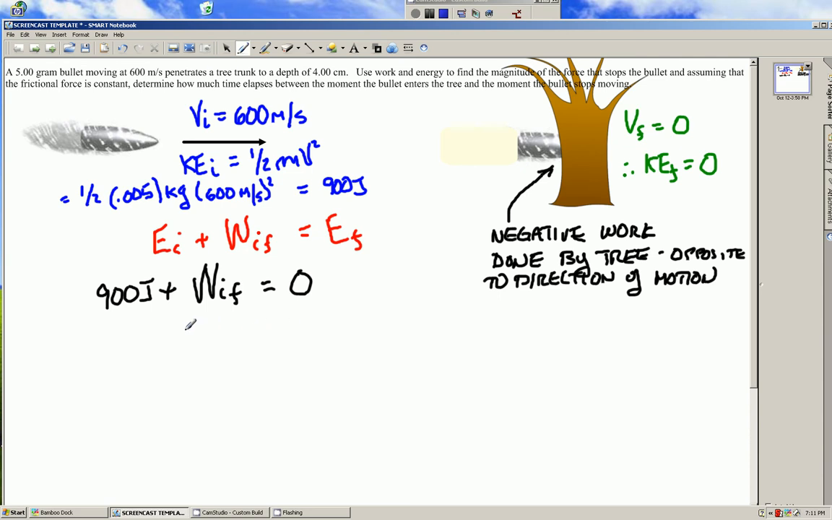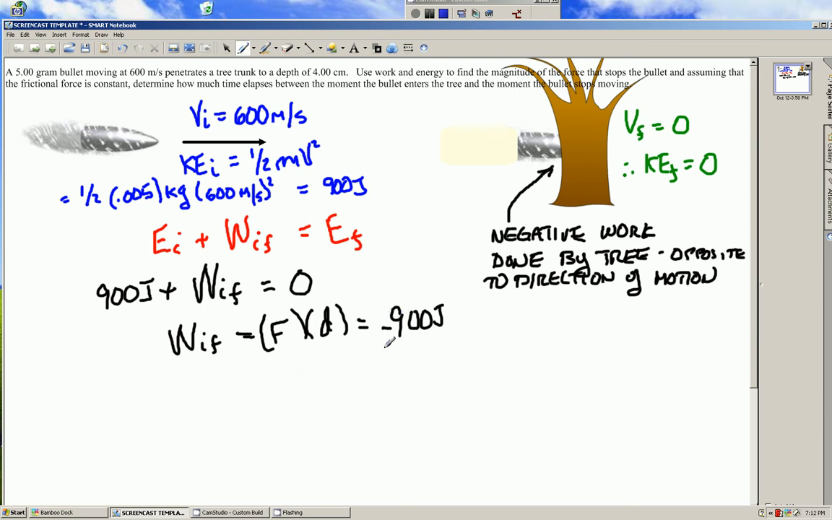is the final energy. We can solve this for the work done, and it's in turn equal to the force exerted by the tree trunk times the distance the bullet travels as that negative work is being done on the bullet, is going to equal 900 joules. And we can put the negative in here because basically when we bring the 900 over the other side of the equal sign, we get that as a negative number.